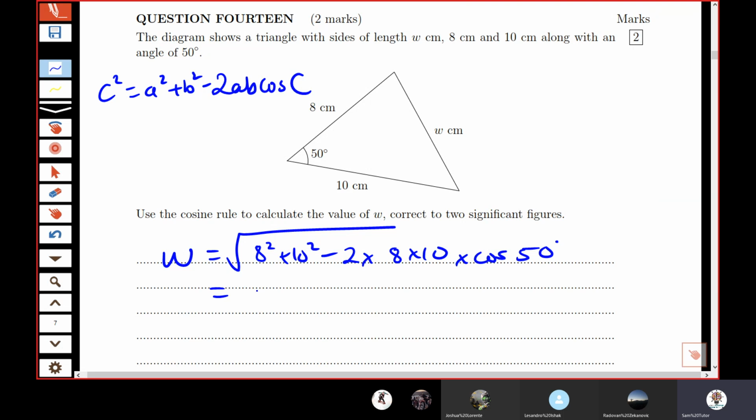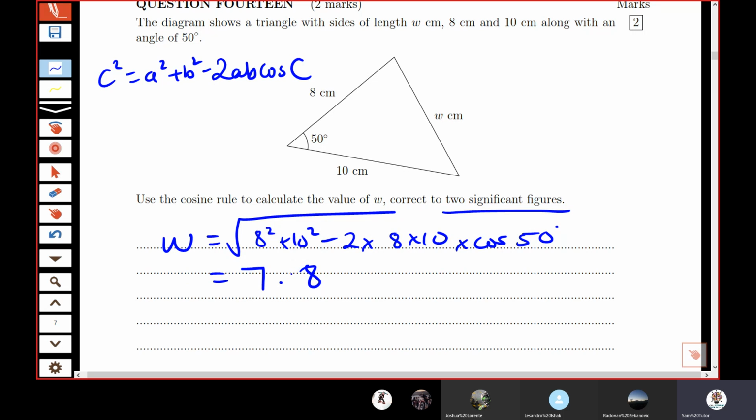All right, answer to 2 sig figs. You lose a mark. Be careful with that. What a waste of time to get 7.82. 2 sig figs means the first 2 numbers that are non-zero. Okay, any questions?